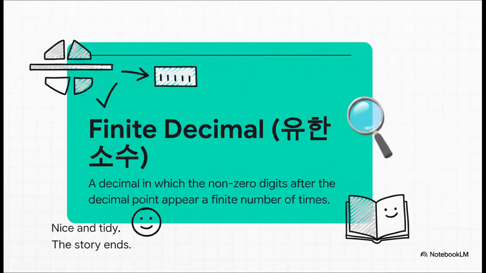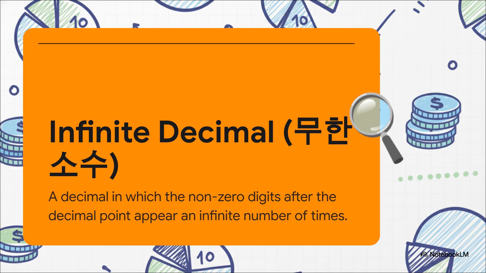So let's look a little closer at a finite decimal. It's just a decimal that has a clear end point. It stops. For example, think about the fraction 3/5. If you do the division, 3 divided by 5, you get exactly 0.6. That's it. It's over. The story's finished. Nice and tidy.